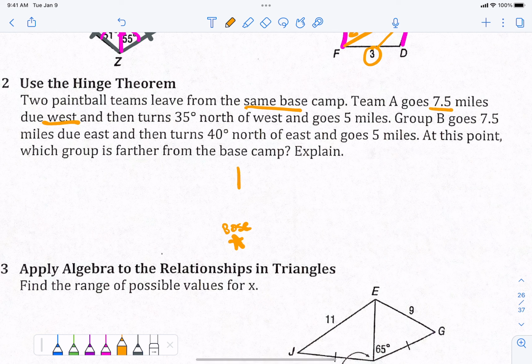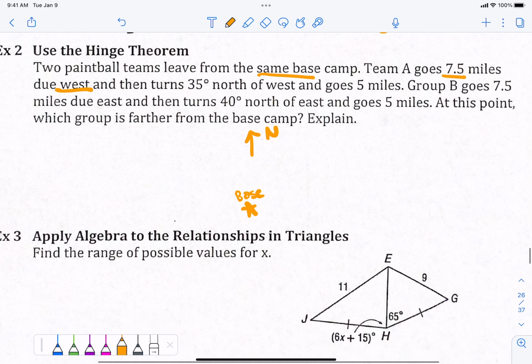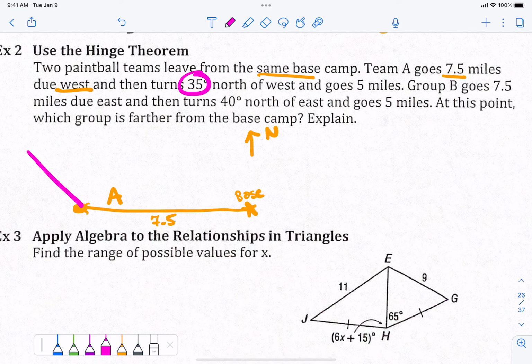Let's just say for all intents and purposes that this is north. As it sits in this room, north is actually that way, but if we say the top of the paper is north, which way is west? To the left. This is west, and this is where Team A is going for 7.5 miles. Then they change direction and go 35 degrees north of west. So they start to go like this.